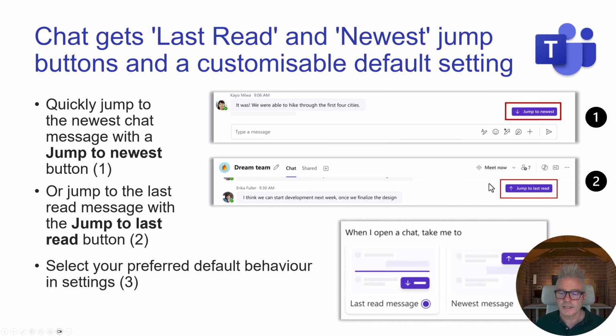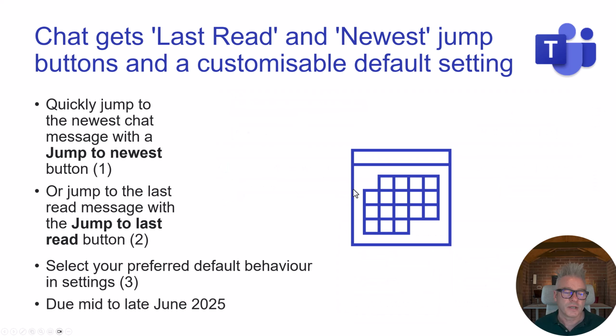Now, in the settings, you can go in here, and you can say when you click on the icon to go into a chat that's got unread chats, you can decide where it jumps to, and you can move around if you want to. Folks, mid to late June.